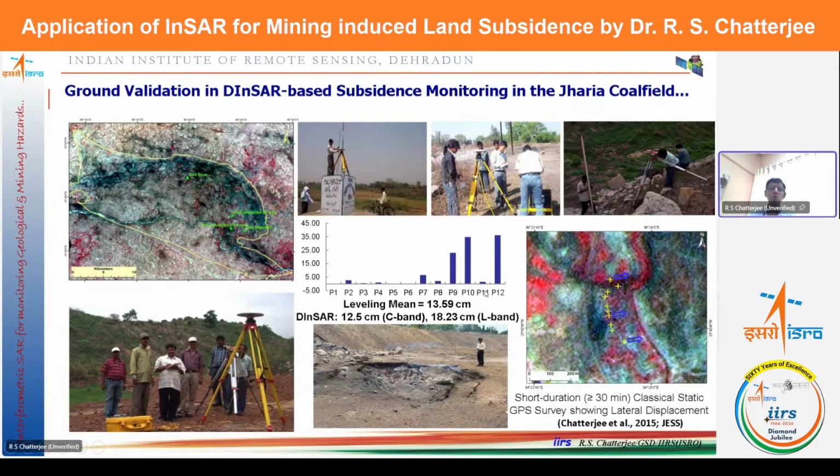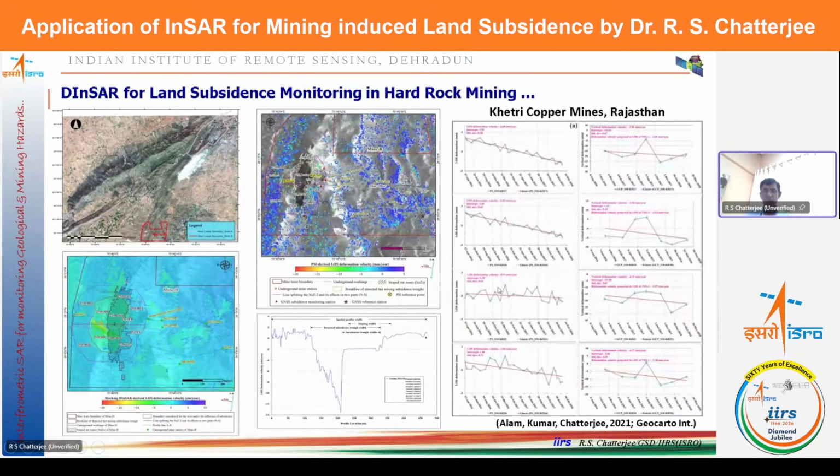Okay. Now, in case of differential interferometry for land subsidence monitoring in hard rock mining, mostly it is by underground mining only, and it is very deep level mining. Okay, underground deeper level mining. Because it is deeper level and it is a hard rock area, what happens here, the subsidence rate is very, very slow, except 1 or 2 points. The subsidence rate is very, very slow in this area, not more than 2 to 3 centimeters per year.